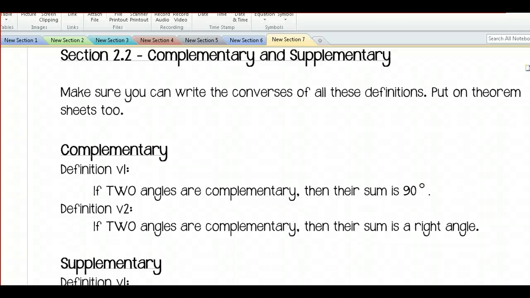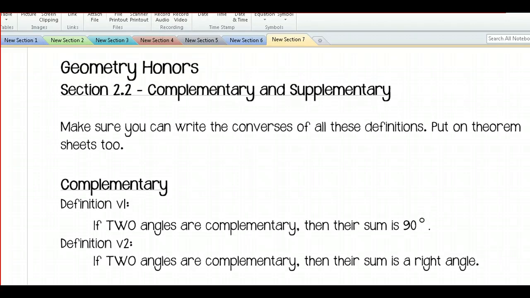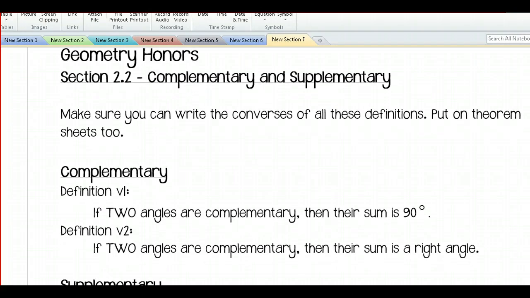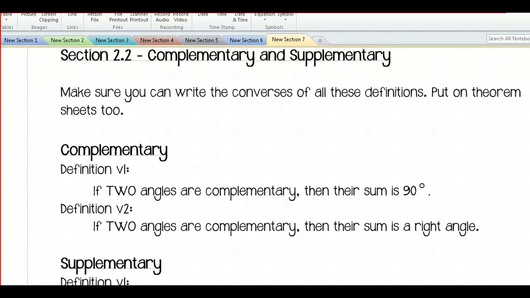This is Mr. Martin. These are the video notes for Geometry Honors Section 2.2. This video is going to be on complementary and supplementary. These are two very important concepts that we'll use almost the entire school year, so make sure you understand them. If you have any questions, make sure you ask me in class.